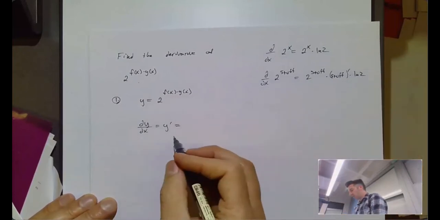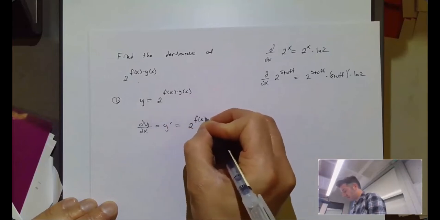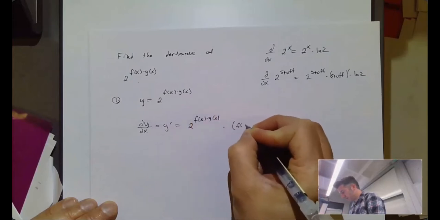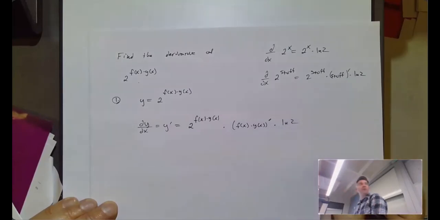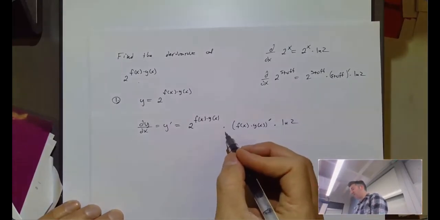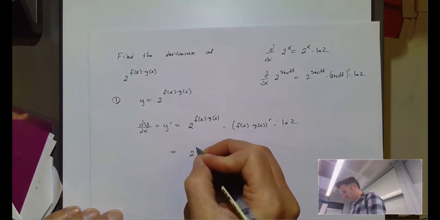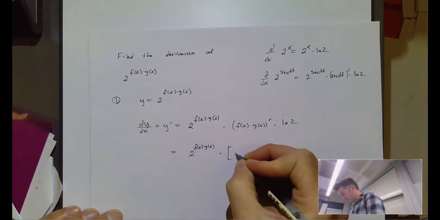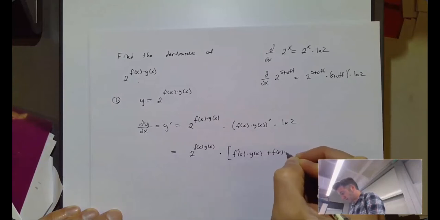So here, the derivative of 2 to the stuff is going to be 2 to the stuff times the derivative of the stuff times the natural log of 2. And then to take the derivative of f of x times g of x, we have to use the product rule. So this is going to be 2 to the f of x times g of x times f prime of x times g of x plus f of x times g prime of x times the natural log of 2.